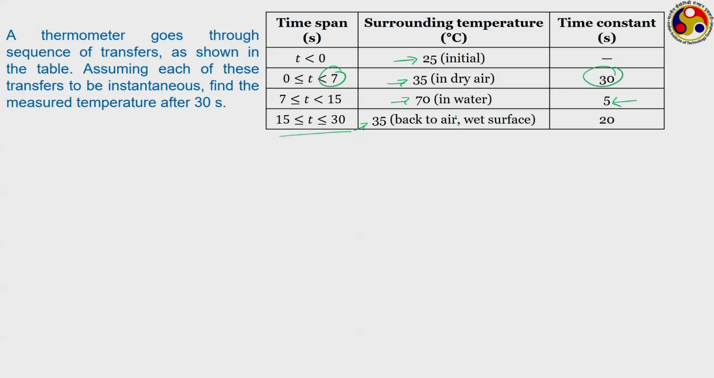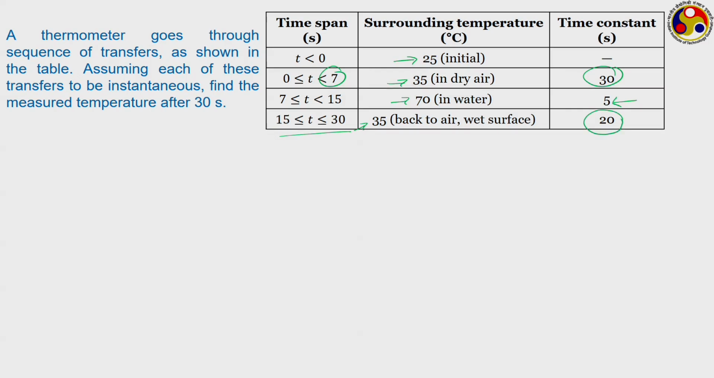But here now the surface of the thermometer is wet, which hinders the heat transfer because it has come out of water. Accordingly, its value of overall heat transfer coefficient, its value of time constant is different than what we had originally. The question is how to solve it. Each of these cases can be thought about as one step response. Just think about the first one.